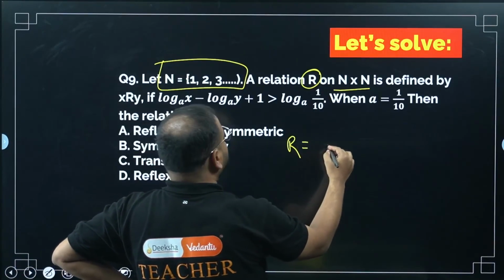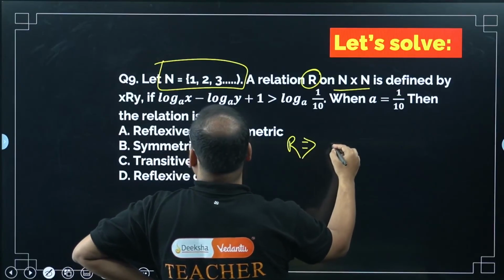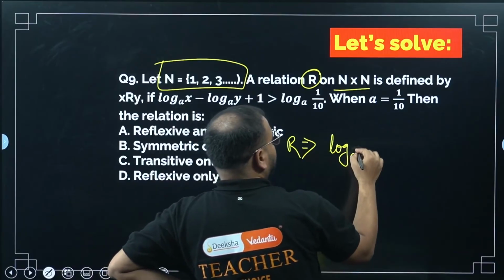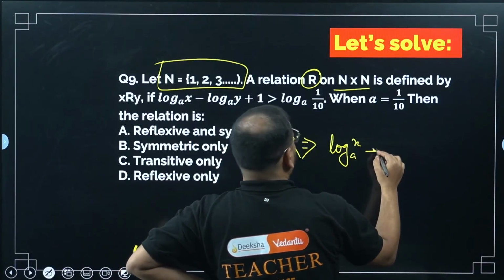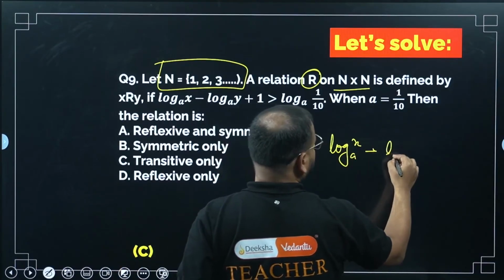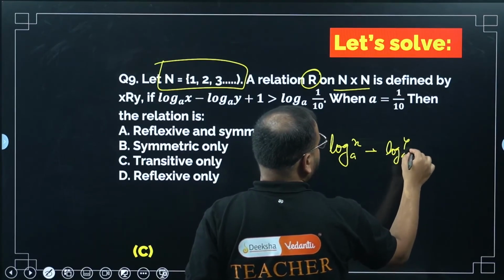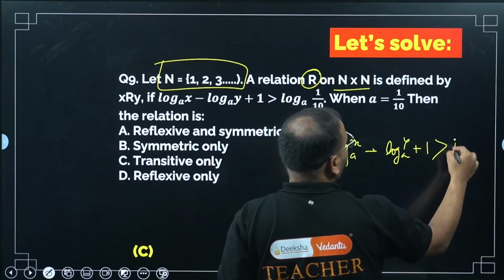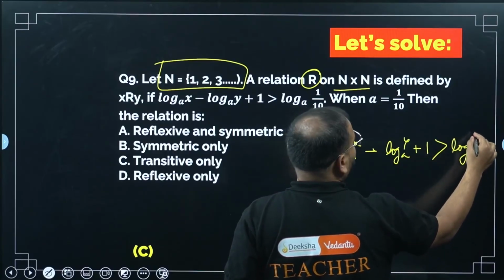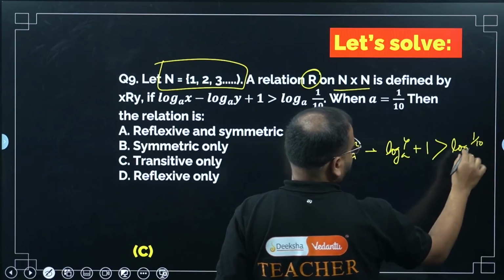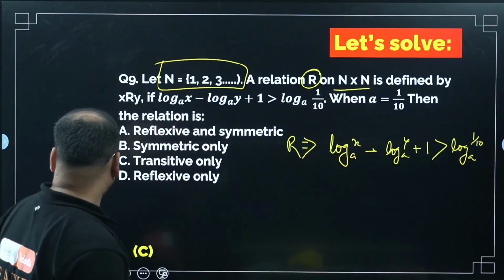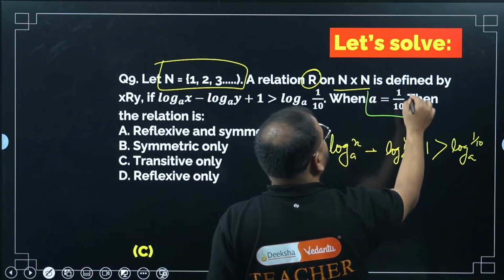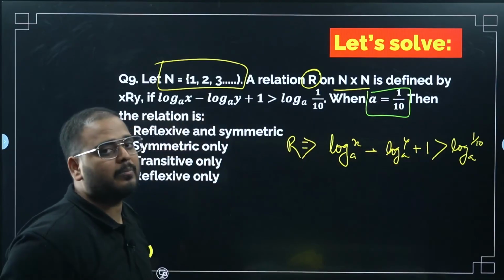R is equal to: log x minus log y with base a plus 1 is greater than log 1 by 10 with base a. Okay, and one more thing is given, very important. This a is equal to 1 by 10.